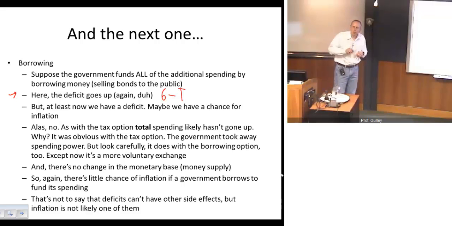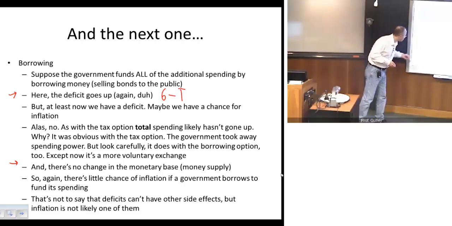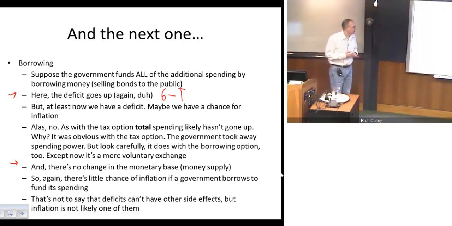So the crucial point here is, just like before, total spending is probably left unchanged. Public spending has risen. Private spending, though, has fallen by a roughly similar amount. So again, aggregate spending hasn't been affected. And just like before, there isn't any change in the monetary base. So here's the crucial point with borrowing. As long as government spending is financed strictly by borrowing, that's also probably not inflationary.